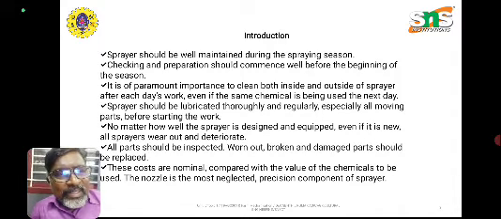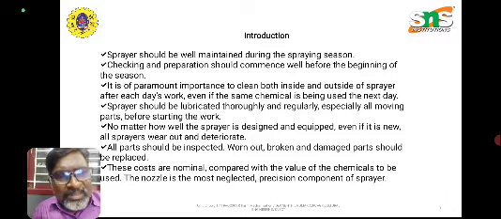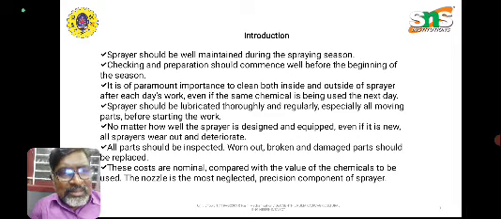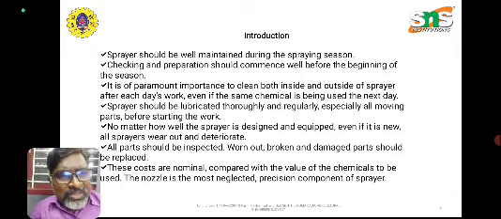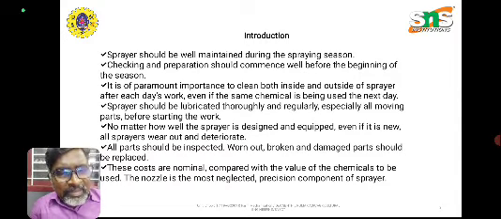So to speak about sprayers, we should know some basics before knowing about the types of sprayer as well as the application and working of sprayers. The sprayer should be well maintained during the spraying season. That means during the particular season of spraying, it should be well maintained. Then the checking and preparations should commence well before the beginning of the season. For example, suppose we are going for the spraying season in the month of November. Prior to that, 1 or 2 months before itself, we should get ready with the sprayer.